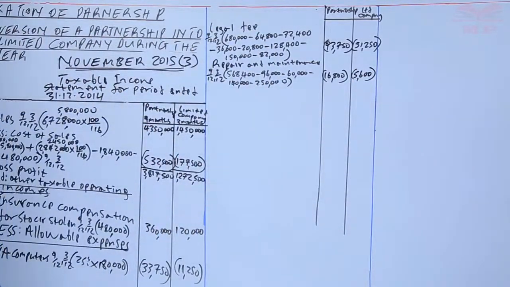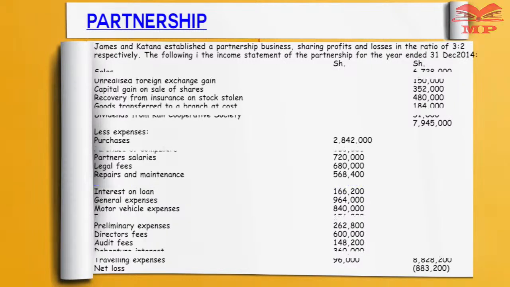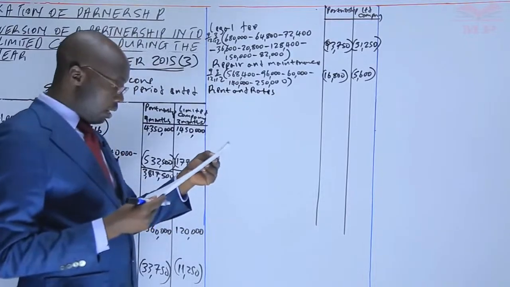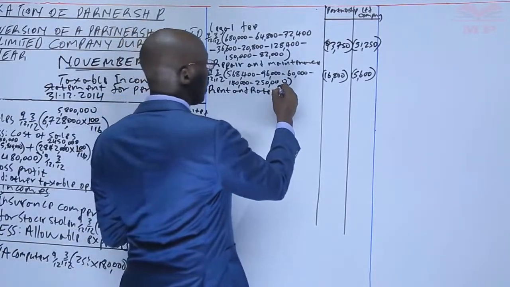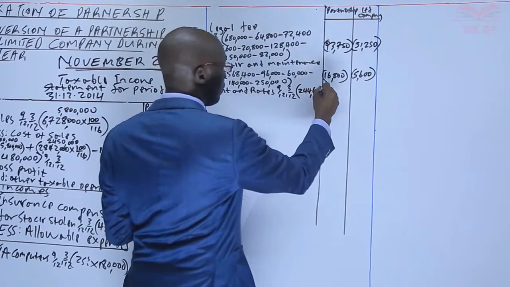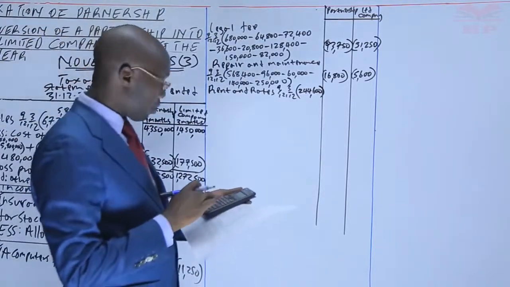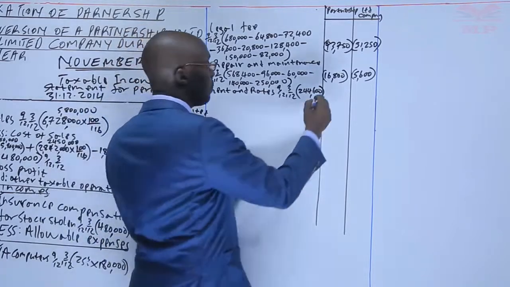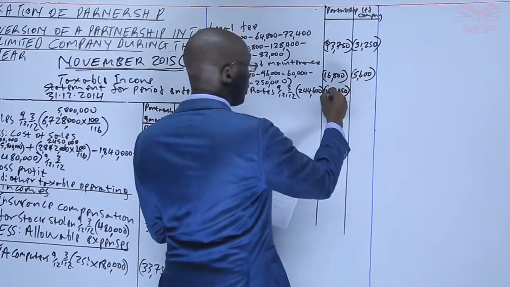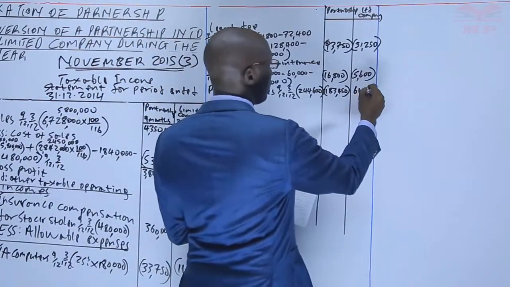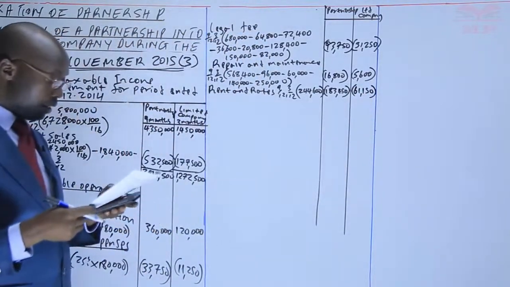Yeah. And then we go back to the income statement. We continue looking for allowable expense. After repair and maintenance, there is rent and rates. And this one does not have additional information. So it's all about apportioning 9 over 12, 3 over 12 of 244,600. So 9 divided by 12 times 244,600, which we have 183,450. The other one would be 3 over 12, 61,150.